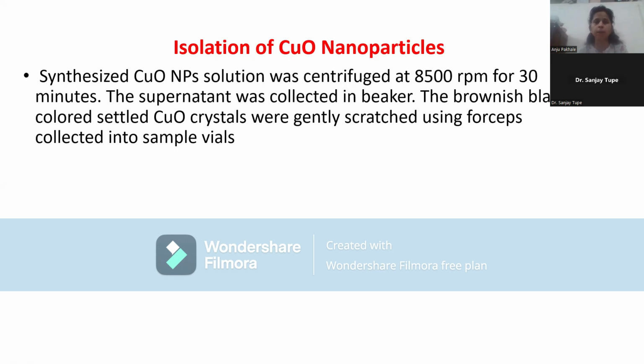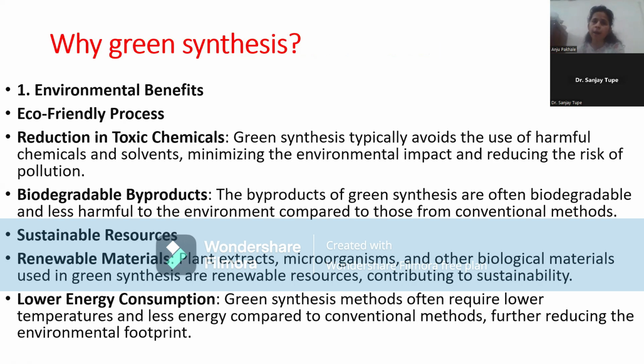Its characterization is remaining. I will send the sample, as I was doing my pre-PhD coursework. Now the question is why I have chosen the green synthesis method. Because it has various environmental benefits; it is a very eco-friendly process. Reduction in toxic chemicals: green synthesis typically avoids the use of harmful chemicals and solvents, minimizing the environmental impact and reducing the risk of pollution. Then biodegradable byproducts: the byproducts of green synthesis are often biodegradable and less harmful to the environment compared to those from conventional methods.